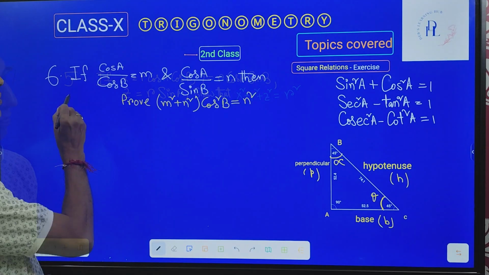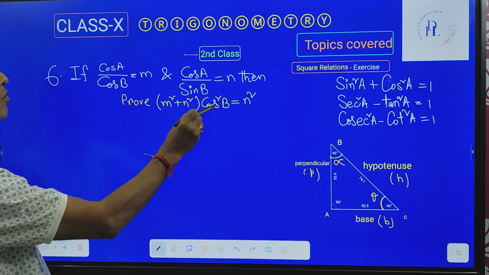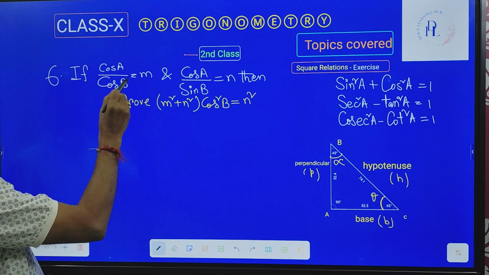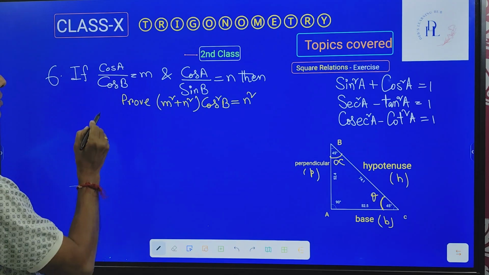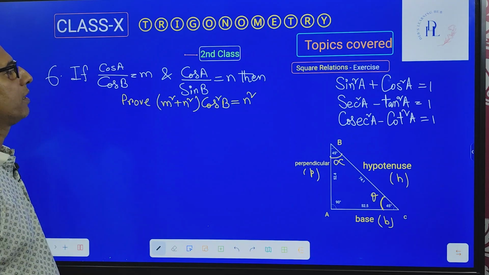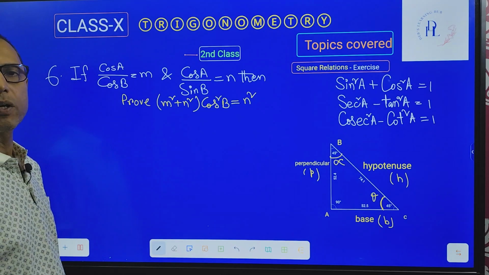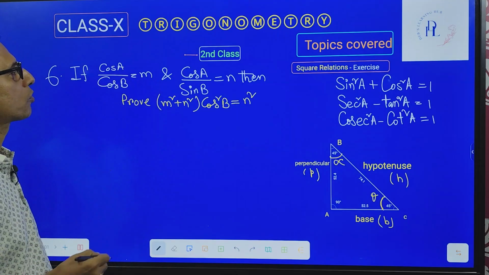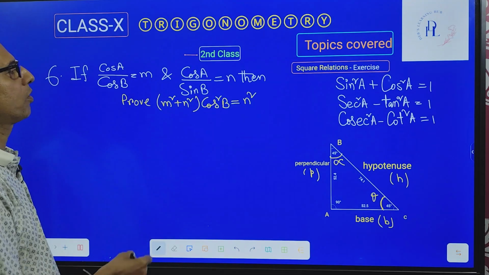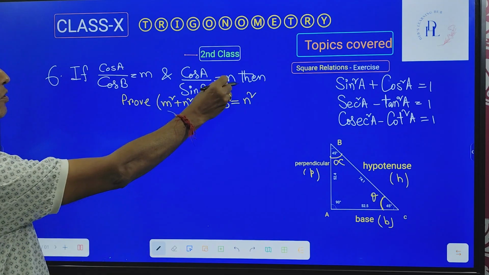Okay? Okay, so sixth problem is if cos a by cos b equals to m and cos a by sin b equals to n, then prove m square plus n square into cos square b equals to n square. So what will you do? So m square plus n square means cos square a by cos square b plus cos square a by sin square b, right? And then you take common cos square a. Then automatically numerator it will be cos square b plus sin square b, 1. That means cos square a by cos square b sin square b, right? And cos square b will be cancelled from this cos square b. So it will be cos square a by sin square b, that is equals to n square, that is equals to right hand side.